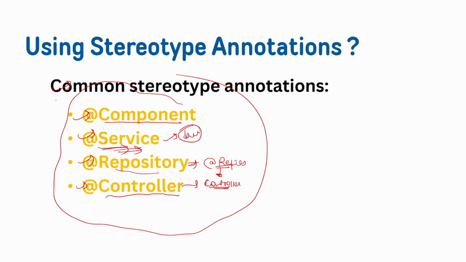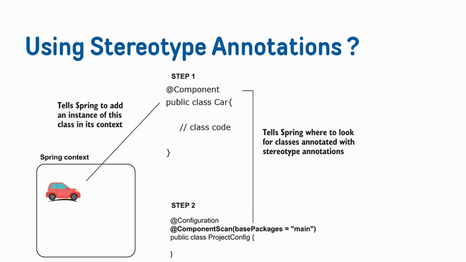Now let's see what the differences are from the bean annotation. So this is step one: we mark the class whose instance we want to add using the component annotation, and in the second step we add the component scan and add our package. Here, in our example, it is org.example.